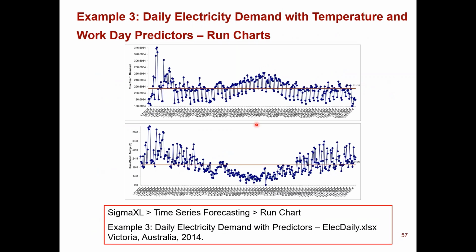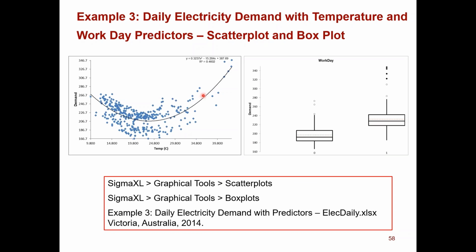And also, this is the demand versus the temperature. So summertime, wintertime in Australia, summertime. And if you look at the relationship, you can see a quadratic relationship between temperature and demand. And there's also a slight effect on whether it's a workday or a holiday. And so a box plot is used to compare the demand for a holiday versus a workday. You can see that on a workday, there is greater electricity demand, and that also is expected.